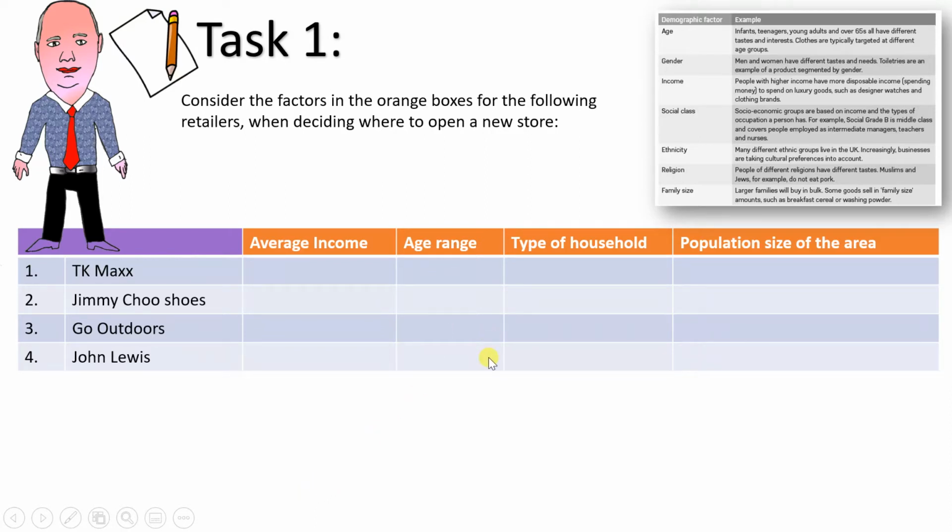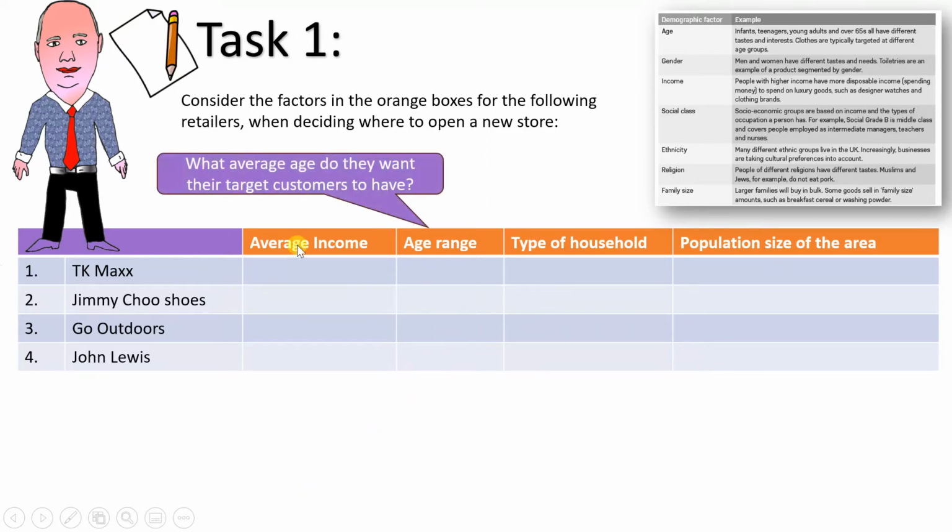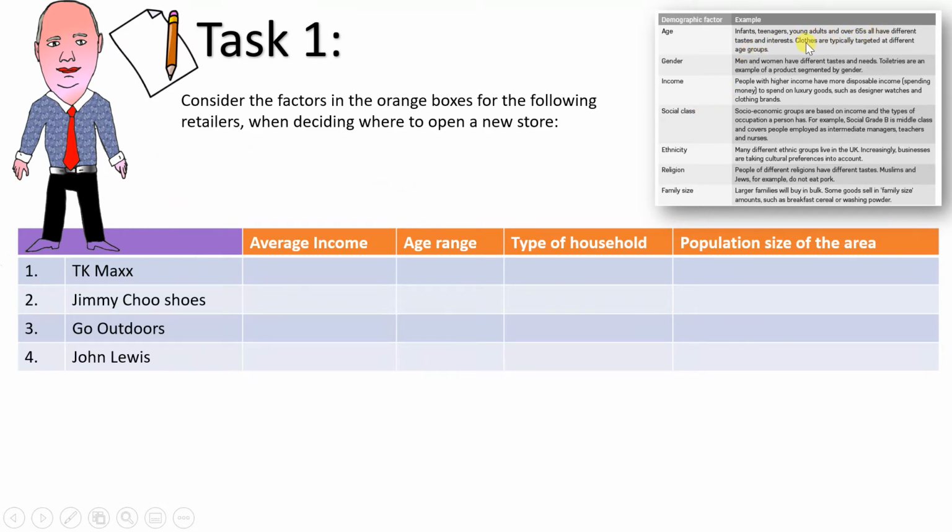So what's the question we need to ask ourselves for this? What average age do they want their target customers to have? Now, we're not going to go with all incomes, the average income. What we need to do is make sure that we know who the customer is for TK Maxx. So if you know who your customers are, then that's where you can actually direct really specific advertising to them, to encourage them to come back in. So we want a particular age range. We think who are the regular customers who come in here.